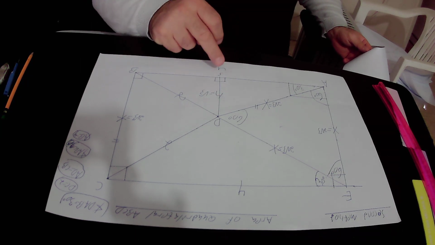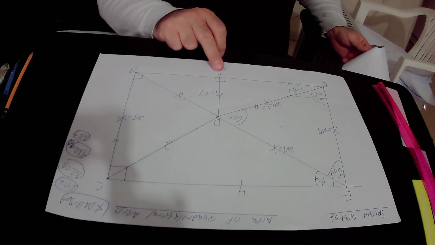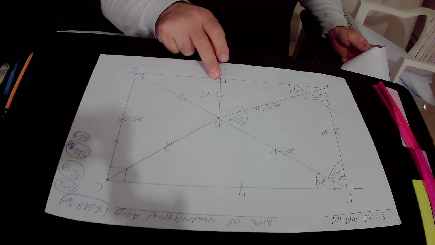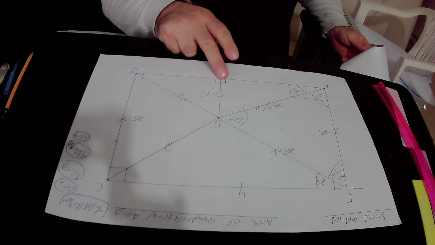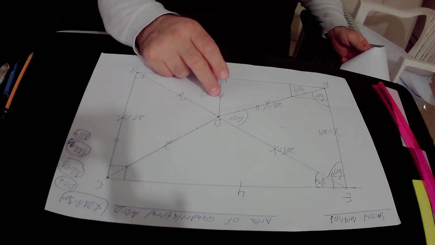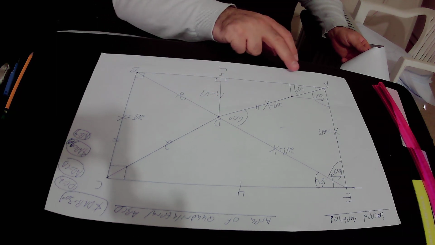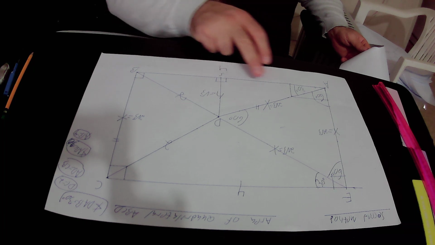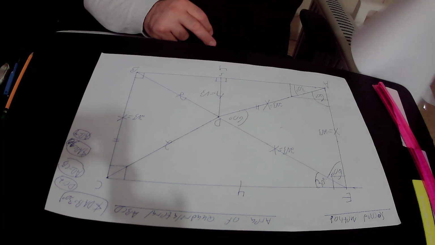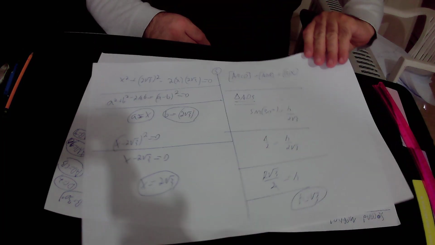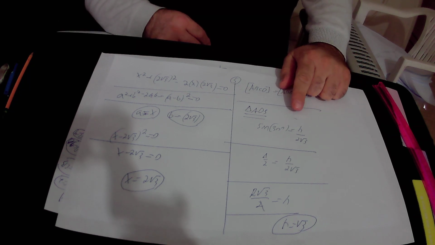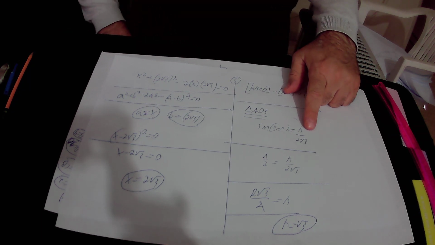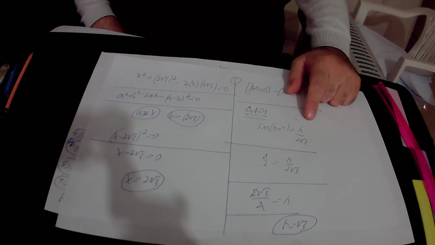From point D, we draw a perpendicular to AB. We define the touching point between the perpendicular and AB as point S. So this angle equals 90 degrees and this angle equals 90 degrees. We define DS as H. In triangle ADS, sine 30 degrees equals H over 2 times square root of 3 units.